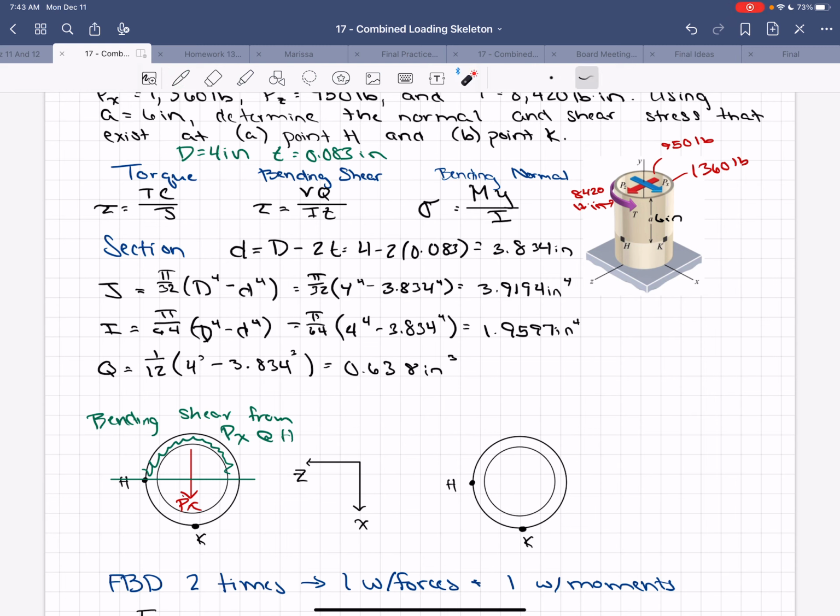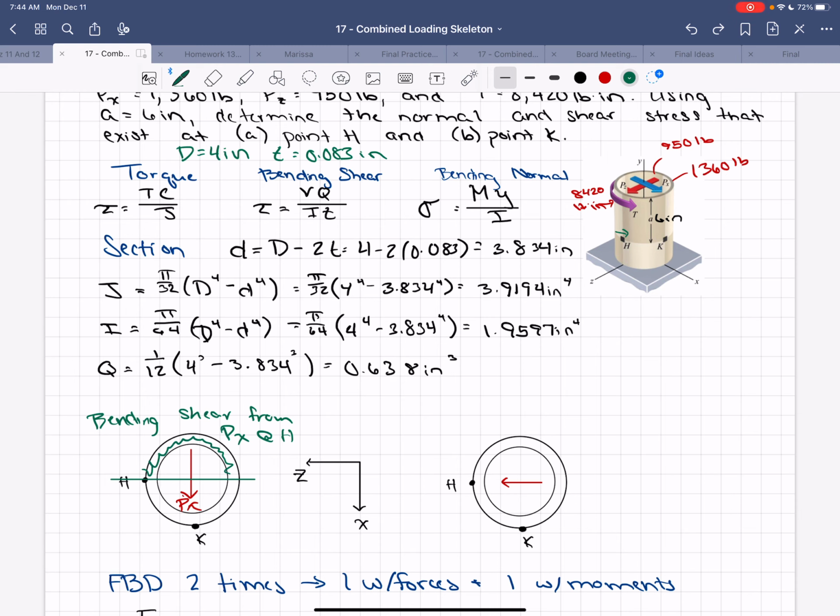And you can see that here where we have Px going this way, and so the top will have an arrow going in the positive x direction. Let me just draw that right now. Then for Pz, that's going to go this way. So if we drew a line perpendicular to that at H, the shear stress would be 0.